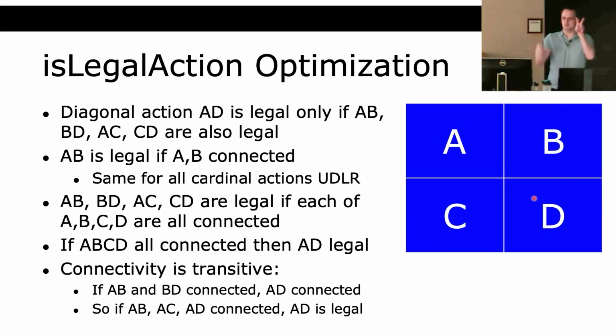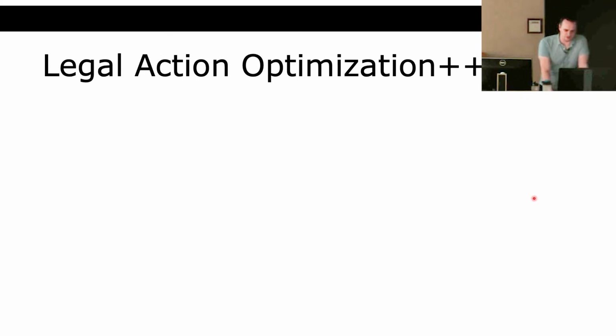So now, when I'm actually doing my A star search, my isLegalAction function is just 3 Boolean checks. Are these 2 connected? Are those 2 connected? And are those 2 connected? That's all I have to do in my isLegalAction.